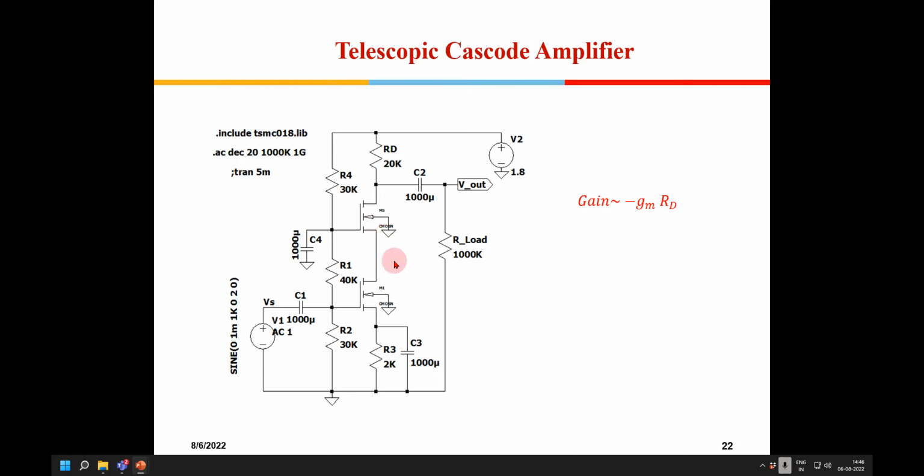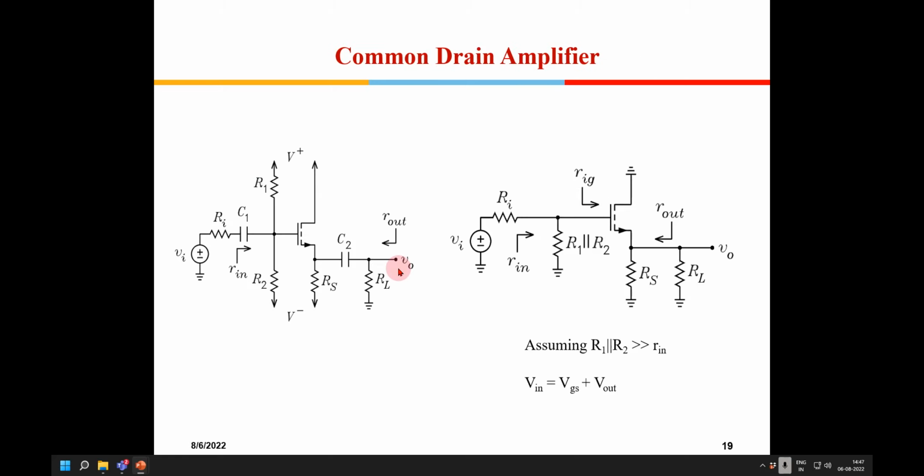As of now, we just consider this transistor. It is just passing this current to the top, because the current gain is 1. Correct? Isn't the current gain of a CG 1? We just saw that in the CG amplifier, right?